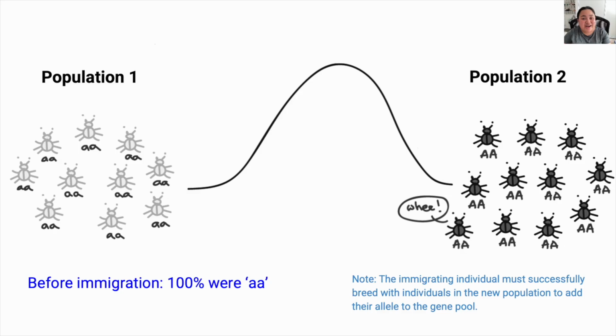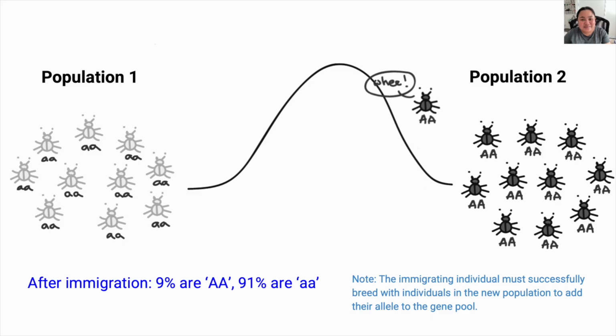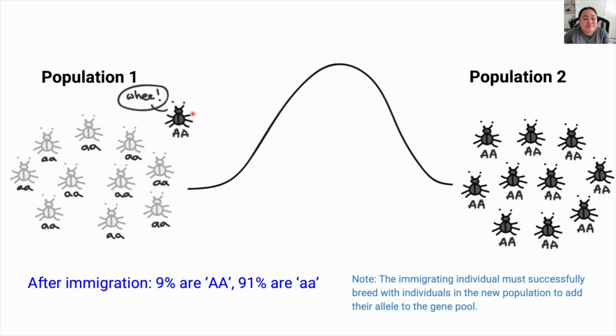Let's look at this simplified example. Before immigration, the little a allele was fixed in population 1, meaning it was the only allele in the gene pool and had an allele frequency of 100%. After immigration and successful reproduction, population 1's gene pool has gained a new allele, and the little a allele is no longer fixed. The big A allele's frequency is now 9%, and the little a allele's frequency is now 91%.